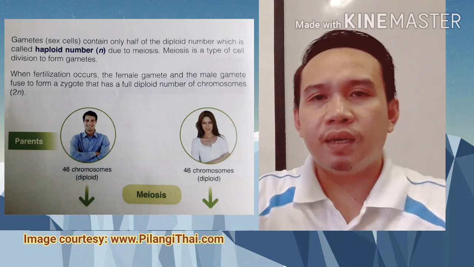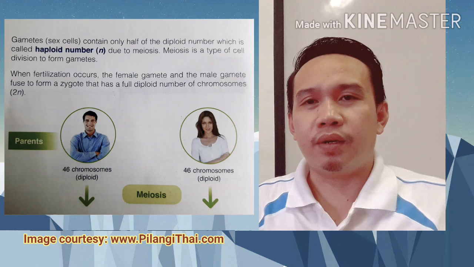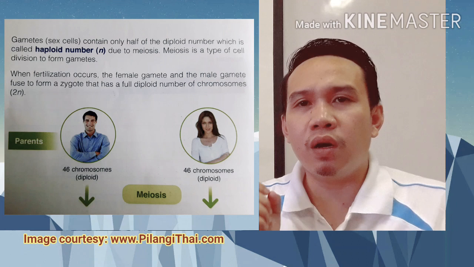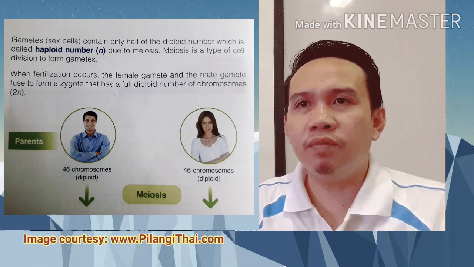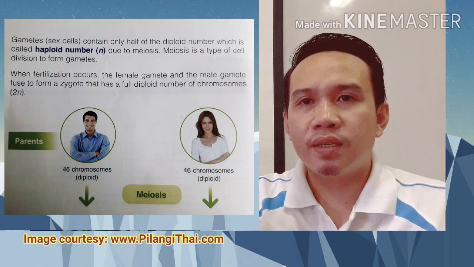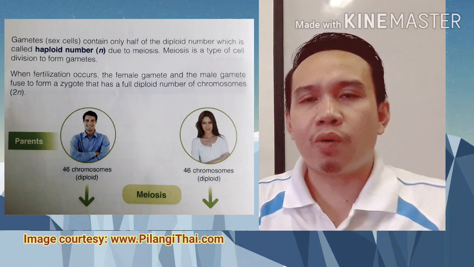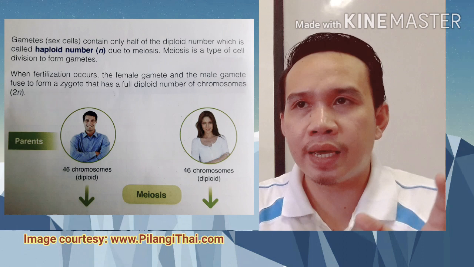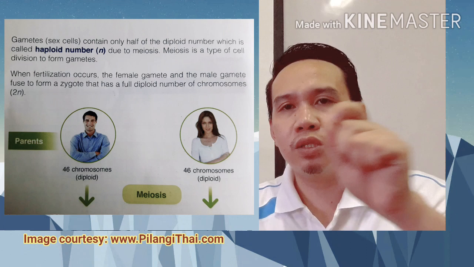Why is there a haploid number? It is because of the process during cell division called meiosis. What is the role of meiosis? Meiosis is a type of cell division that forms gametes, or sex cells, right? When fertilization occurs, the female gamete and the male gamete fuse together to form a zygote that has the full diploid number of chromosomes, represented by 2N.